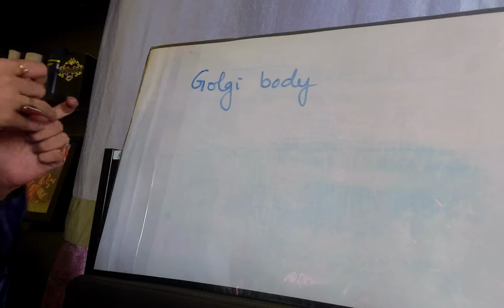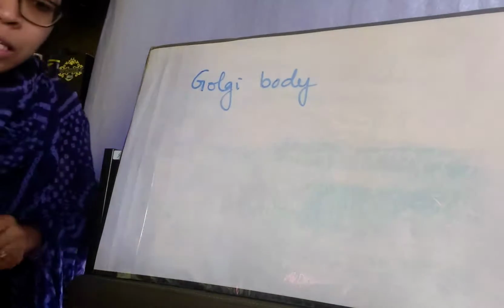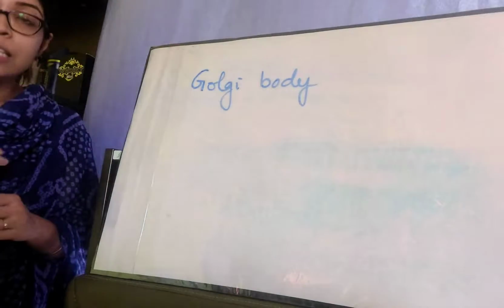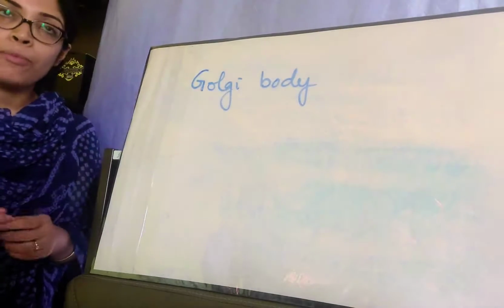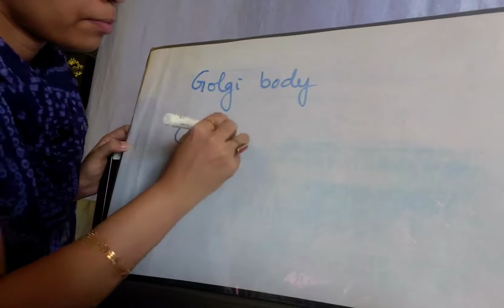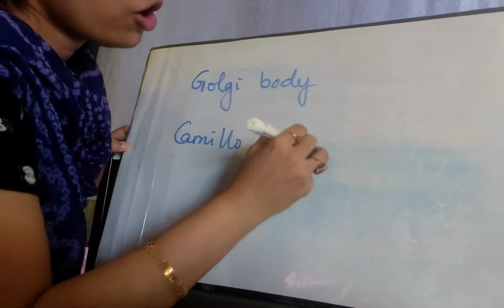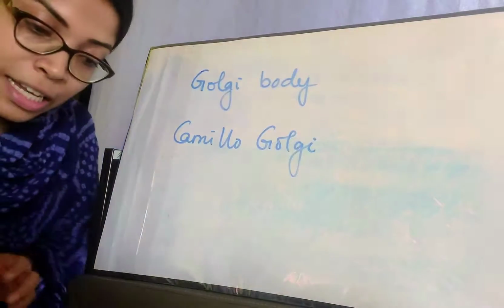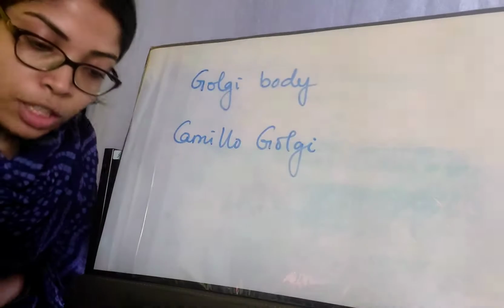Now the other names of Golgi body are Golgi complex or Golgi apparatus. The name of this cell organelle has come from the scientist Camillo Golgi, who first observed it under the microscope. Okay, so now let's go through the definition of Golgi body.